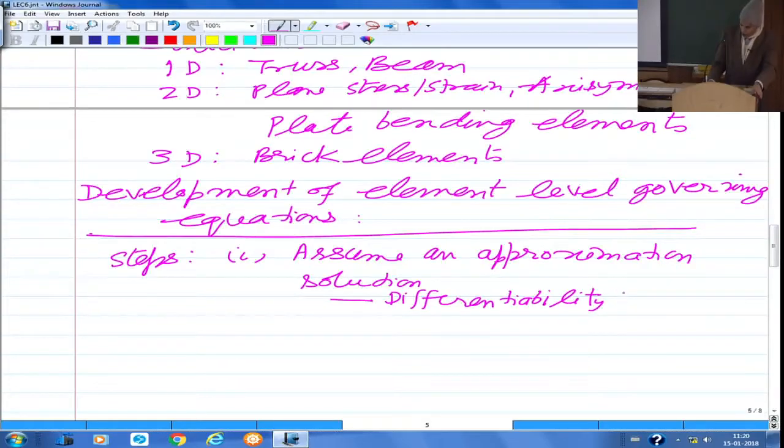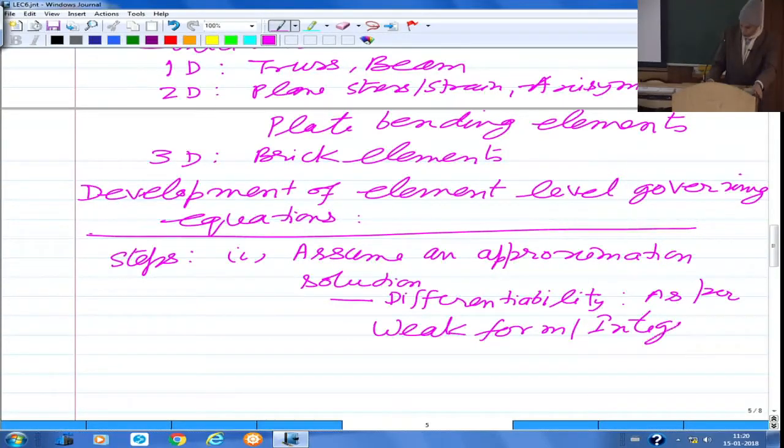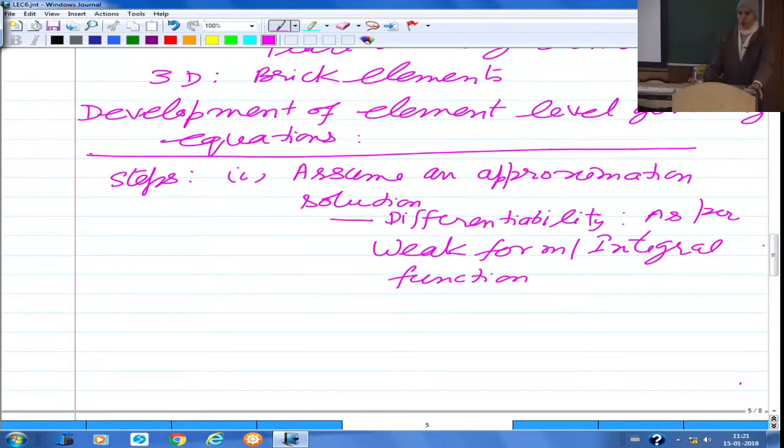So this is as per weak form or integral functional. If you are actually using strong form without weak form, then the differentiability requirement would be as per that. So ultimately, this approximate solution is going to be substituted, and whatever is the highest order derivative present in that equation, your approximate solution at least should be differentiable up to that order.